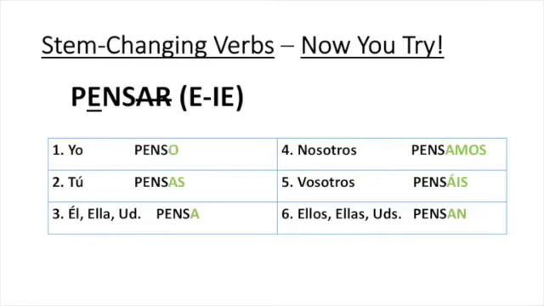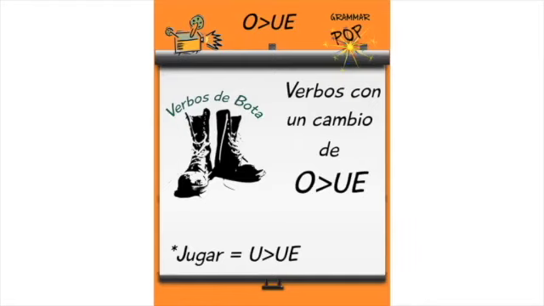We know that this is a stem changing verb from E to IE. We know we don't have to do anything with the nosotros or the vosotros because they're not inside the boot. We're going to change our E to an IE everywhere else. And we get pienso, piensas, piensa, pensamos, pensáis, and piensan. Okay? Hopefully you're feeling pretty good about those.